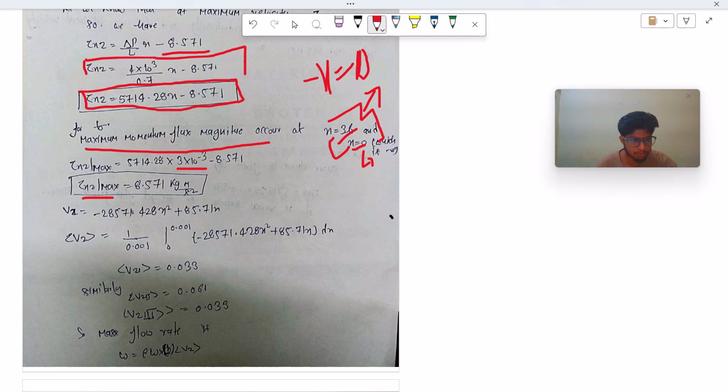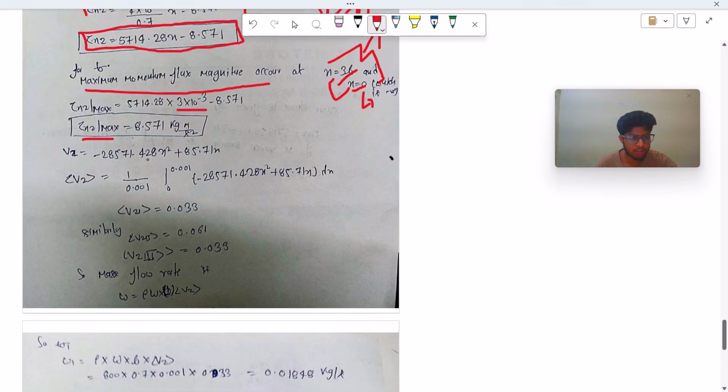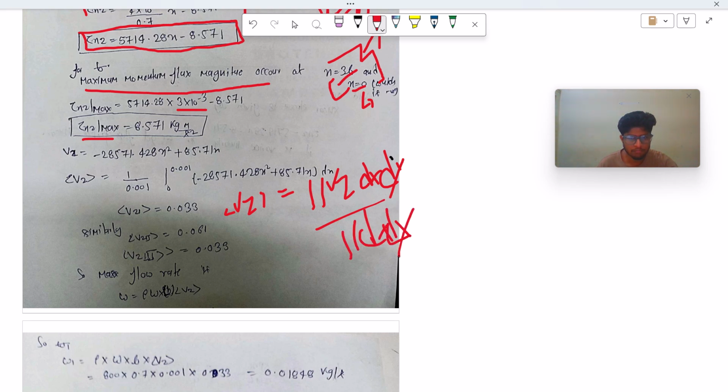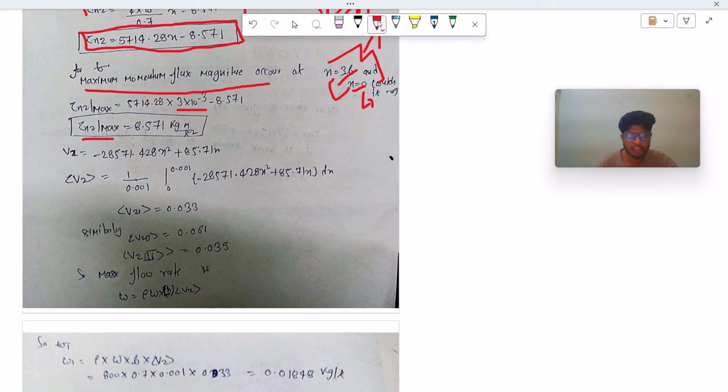So coming to the last part of the question, in which we have to find the mass flow rate of all three fluids. Before finding this, we have to find the average velocity, and we know the average velocity equation: Vz equal to integration of Vz dx dy upon double integration of dx dy. As there is no variation in the y direction, we ignore y, as it will be cancelled out from numerator and denominator.